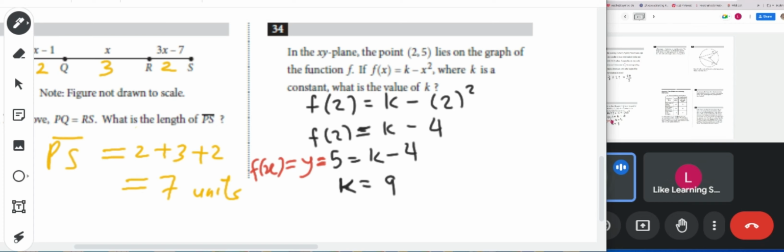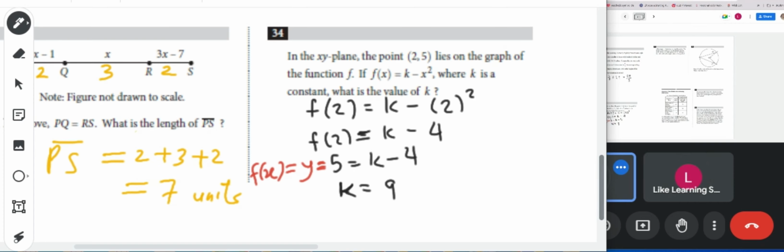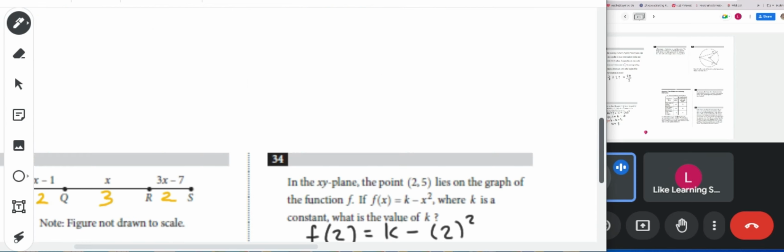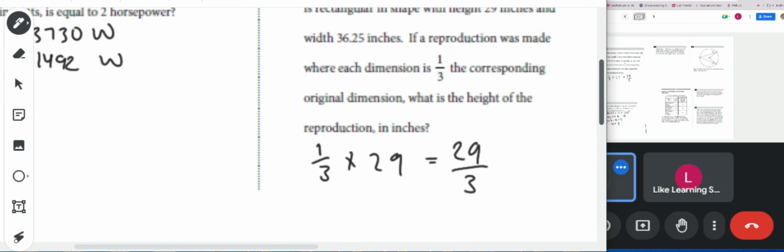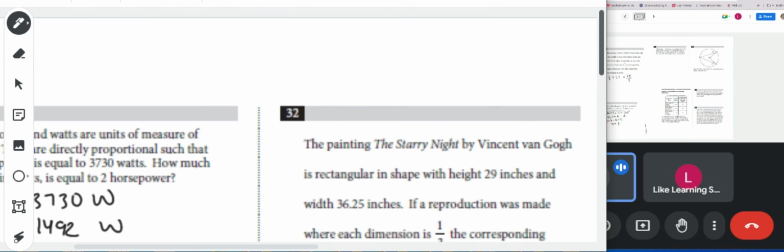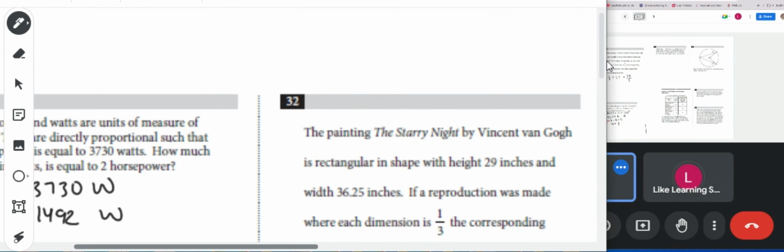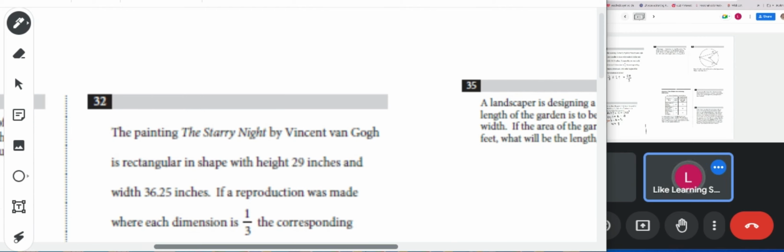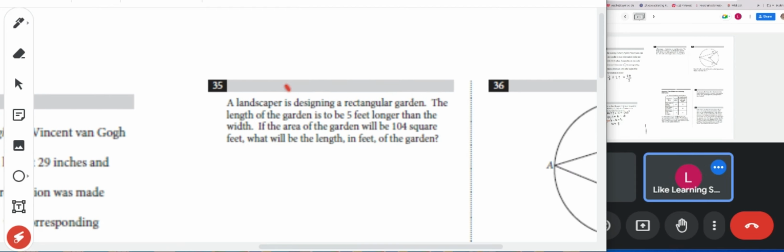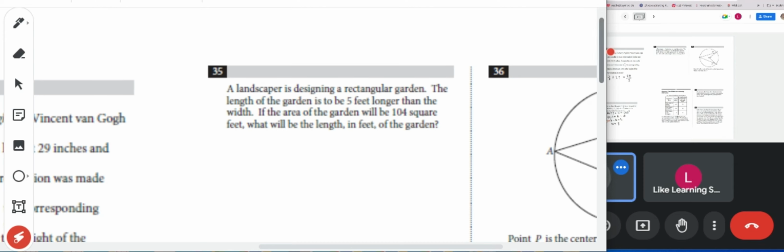So number 35. A landscaper is designing a rectangular garden. Let me see it first. Where's 35? On the other side. Okay, sorry. Alright, go ahead. It says a landscaper is designing a rectangular garden. The length of the garden is to be 5 feet longer than the width. If the area of the garden will be 104 square feet, what will be the length in feet of the garden?